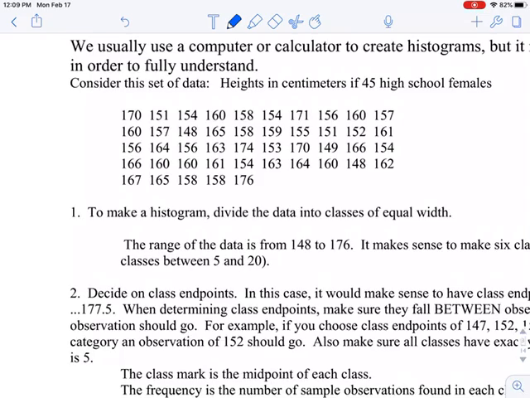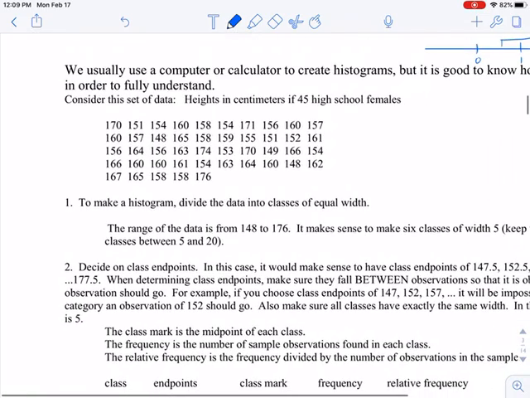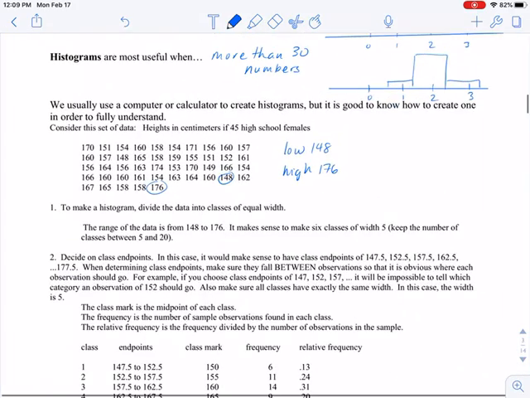So to make this histogram, first, I'm going to look at the high number and the low number. So the low number in here is 148, and the high number in here is 176. And I would need to figure that out if I were going to do a dot plot as well, because I would need to know how to make my number line.